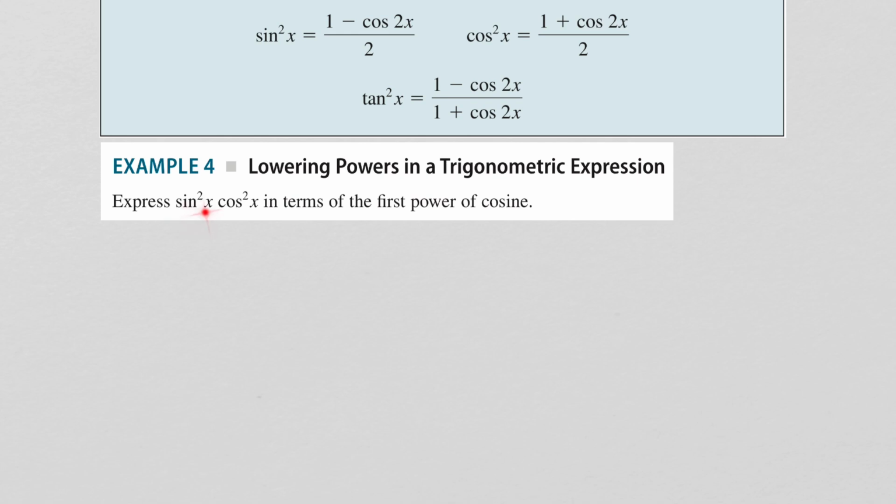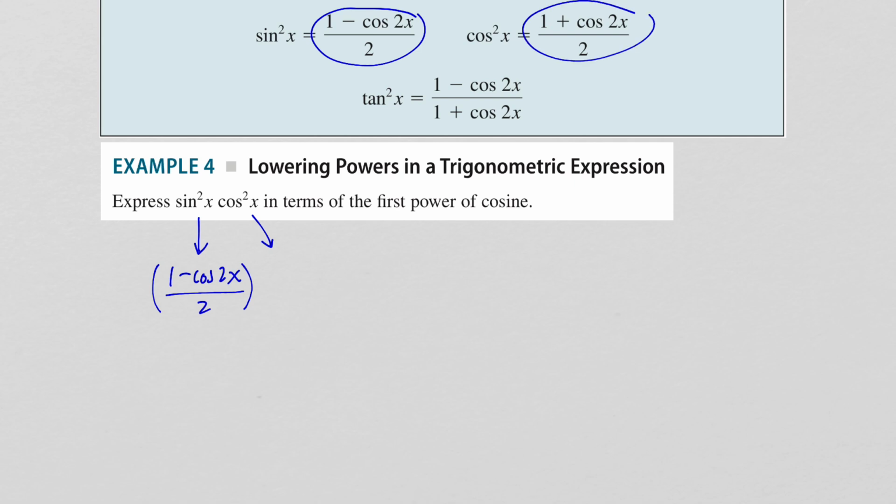So for example, express sine squared times cosine squared in terms of the first power of cosine. So what we can do here is we can say, well, sine squared is equal to this. So 1 minus cosine of 2x divided by 2. And that's multiplied by cosine squared, which is equal to this. So 1 plus cosine of 2x divided by 2.